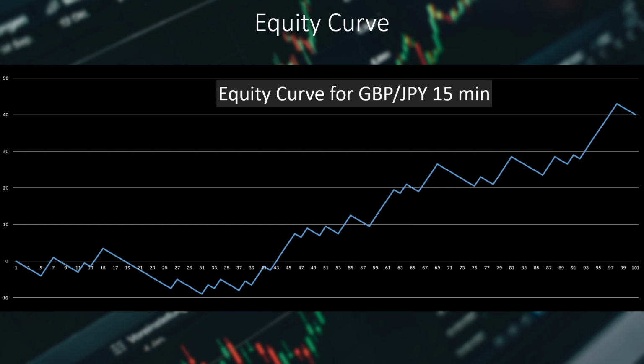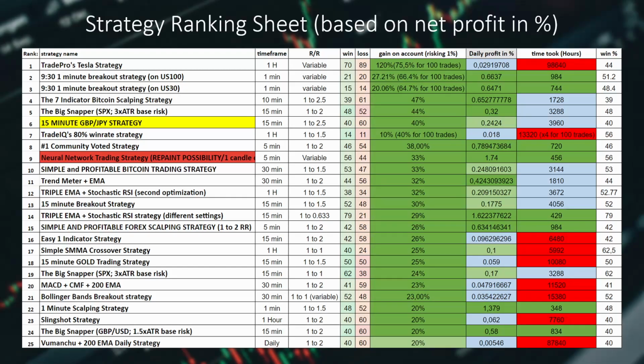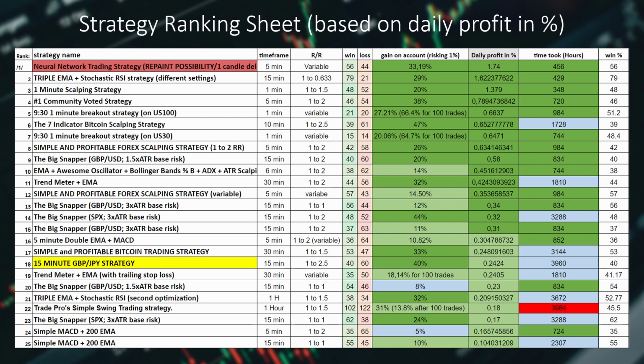Now let's see how good this strategy is compared to all the strategies I have tested so far. On the strategy ranking sheet based on net profit, this strategy has taken the 6th place, which puts it in the top 10% of the tested strategies. On the other strategy ranking sheet, which is based on daily profit in percentage, the 50-minute GBPJPY strategy ranks a bit lower at the 18th place with 0.24% daily profit in percentage.